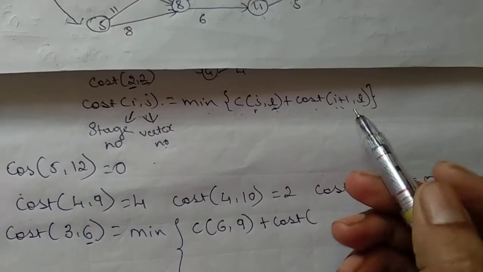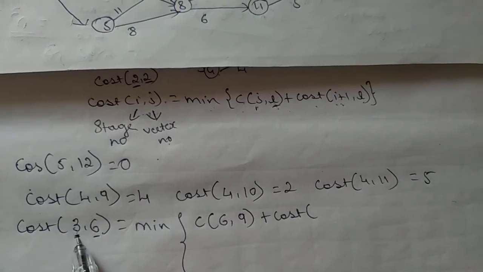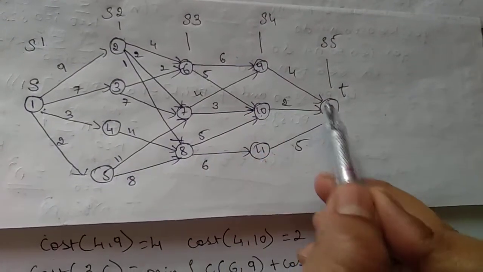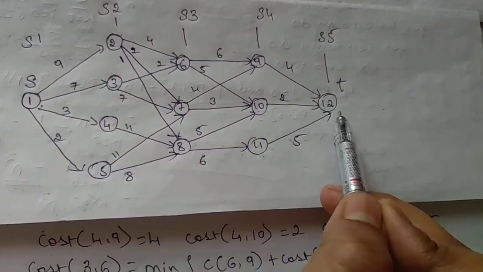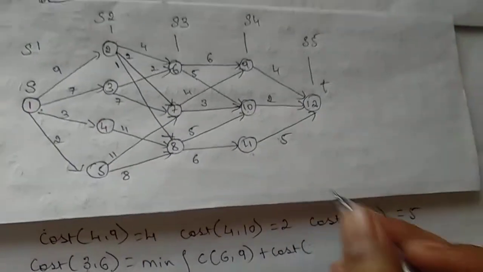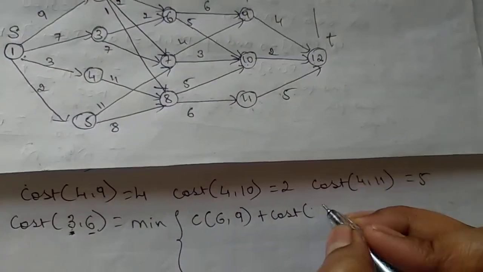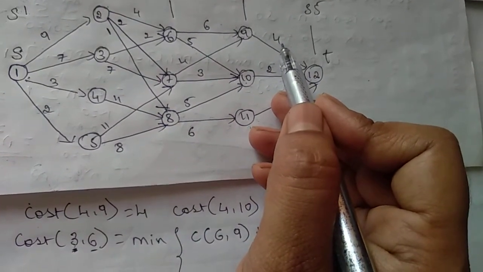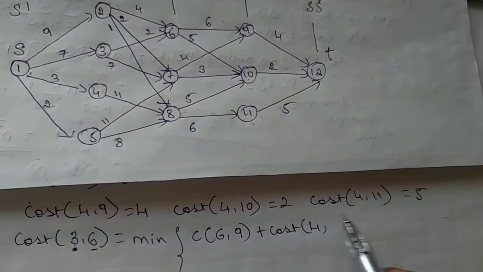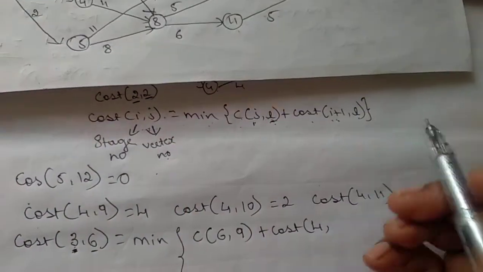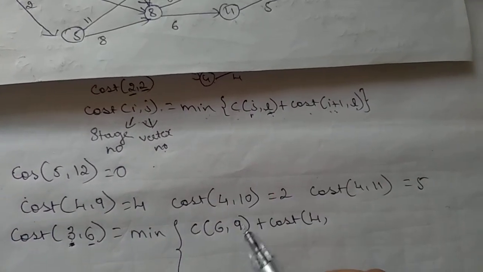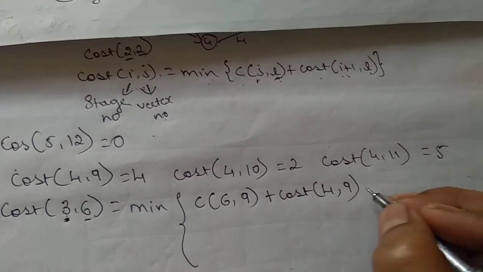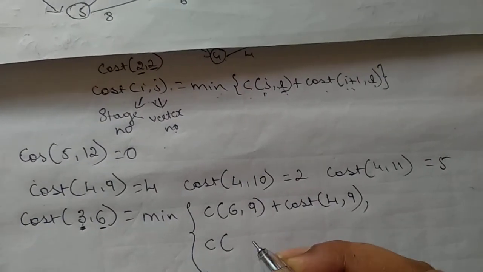What is the stage? Here we have taken I equals 3. I plus 1 means 4, because you have to take the cost of the next vertex, which is reaching towards the sink. Vertex 9 is in stage 4. So it is the cost of I plus 1, stage 4, of this 9. L means the next vertex, and here I have taken L as 9.